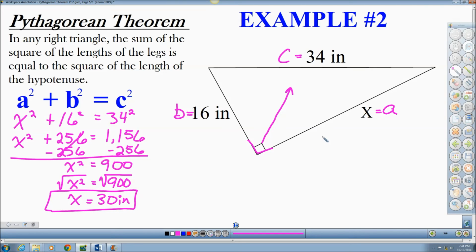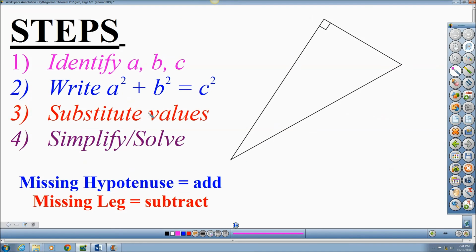Okay, ladies and gentlemen, so let's go on and look at our steps. Once again, we have to identify A, B, and C no matter how the triangle is turned. We always identify long side C first, which is the hypotenuse. And then we have the two legs that make sides A and B. And it really doesn't matter which one is A and which one is B, as long as they make the legs. So I identify my sides, I write out my Pythagorean theorem, I substitute in the values for A, B, and C, and then I simplify or solve.